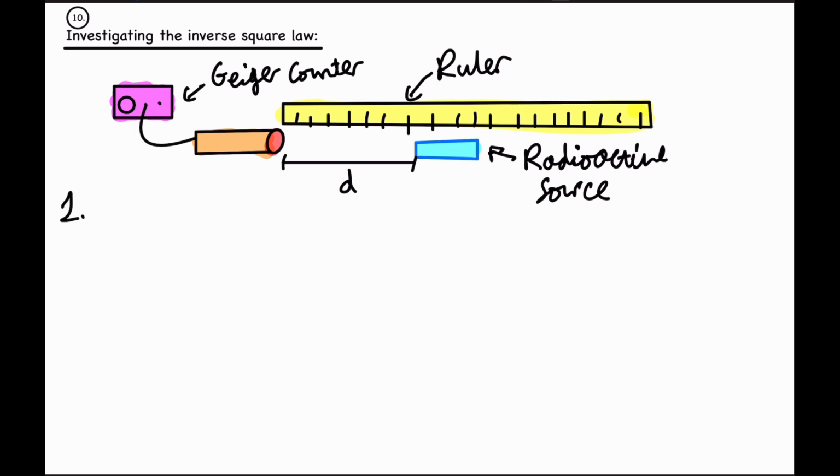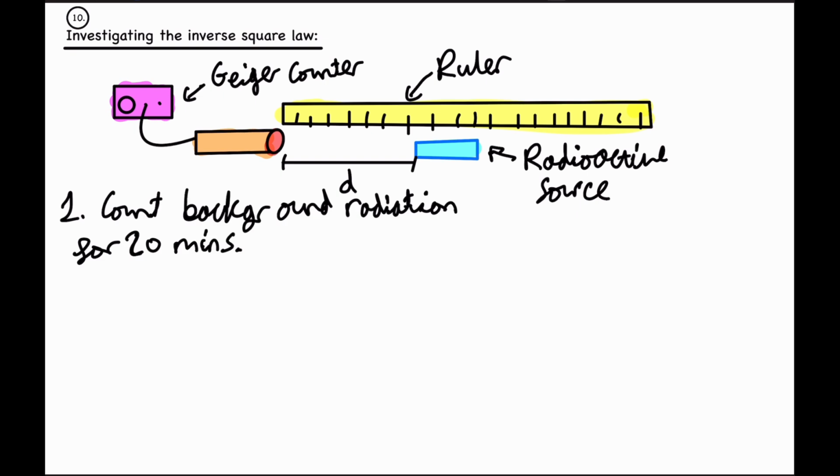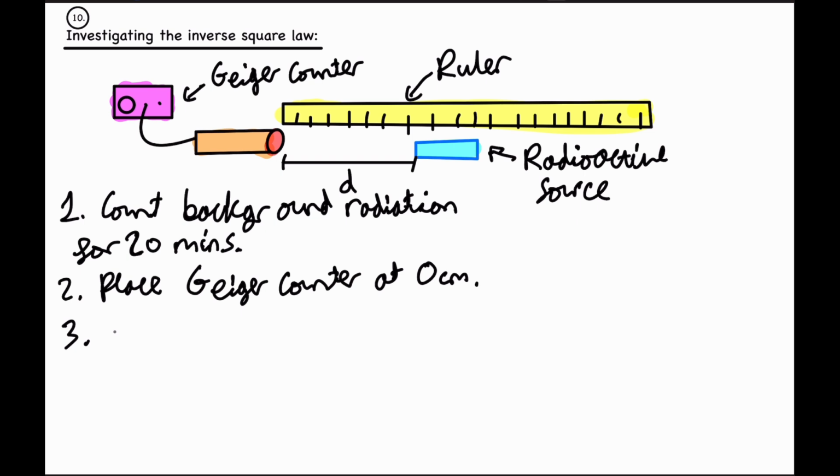So the first step would be to turn on the Geiger counter and count the number of counts of background radiation for 20 minutes. Then we would place the Geiger counter so it lines up with the start of the ruler. We would record the number of counts every 100 seconds and divide by 100 to find the count rate, and repeat this 3 times for every distance that the radiation source is from the Geiger-Müller tube.